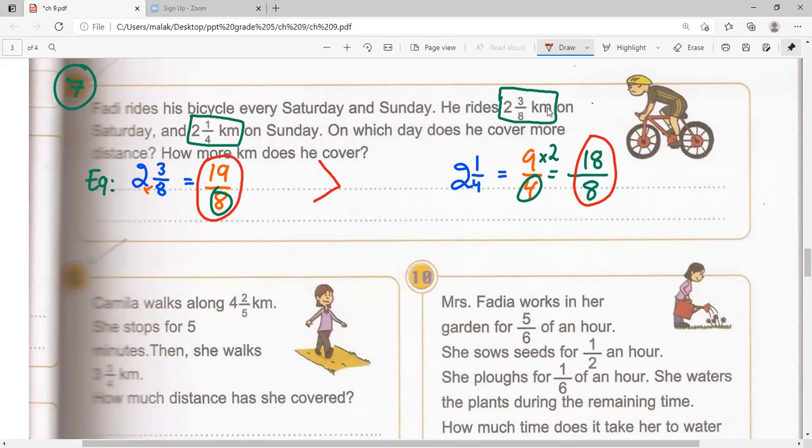So on which day does he cover more distance? Saturday, exactly. So we will write the answer down when we finish the second equation.